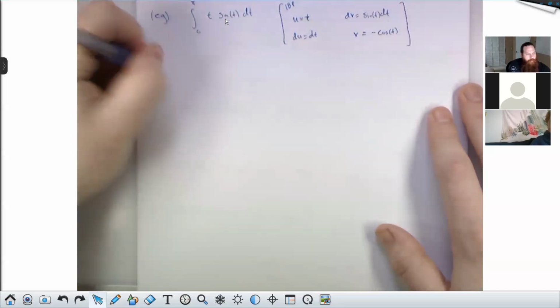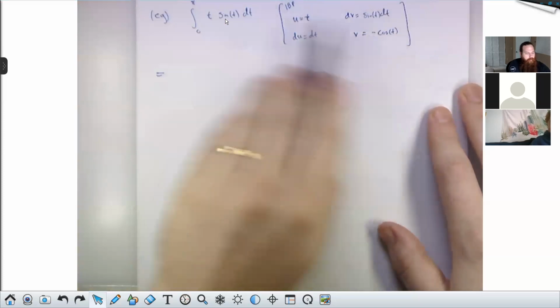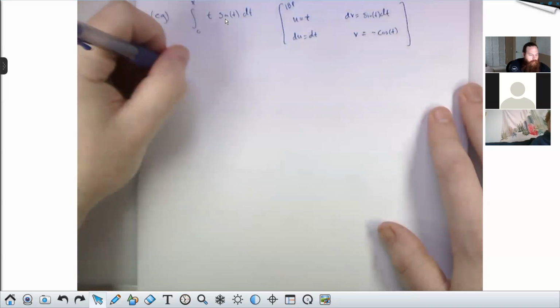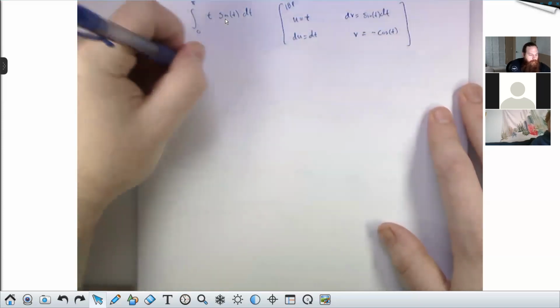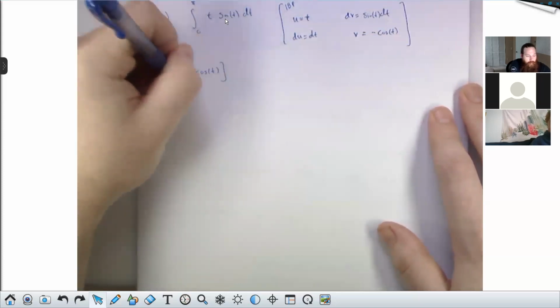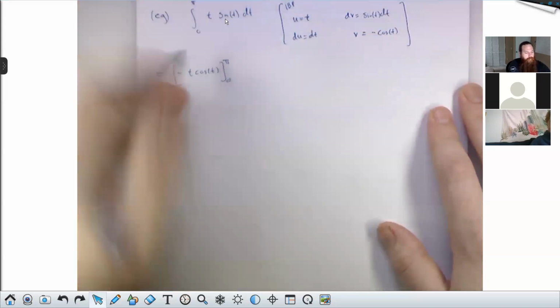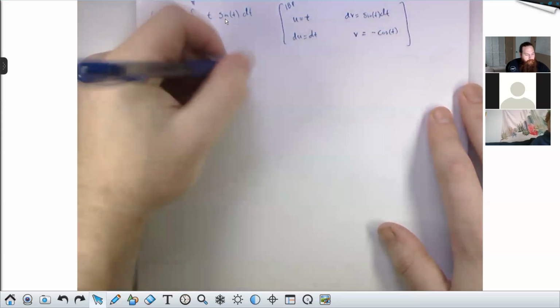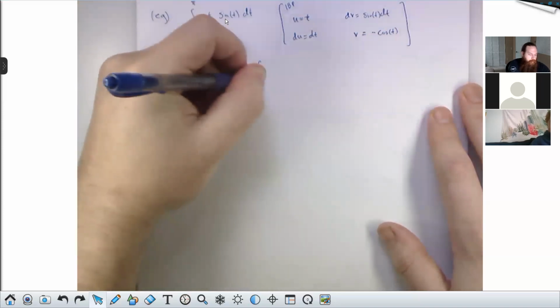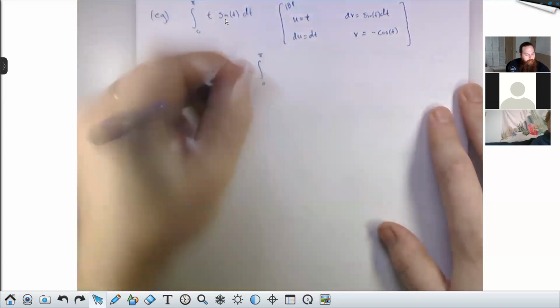It says that the integral of u times dv should be equal to u times v. So that's t times negative cos t, or negative t cos t, evaluated between bounds. Don't forget this part. A lot of people forget this, the evaluation. Minus the integral from 0 to pi of v times du.